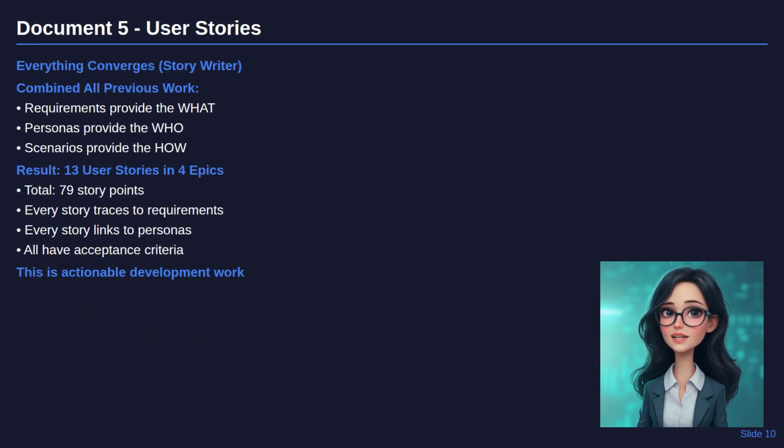The story writer combined all this context to create 13 user stories organized into 4 epics. Epic 1 covers voting information access with 16 story points. Epic 2 handles location services with 18 points. Epic 3 ensures user experience and accessibility with 13 points. Epic 4 manages system integration and reliability with 32 points. Total 79 story points.